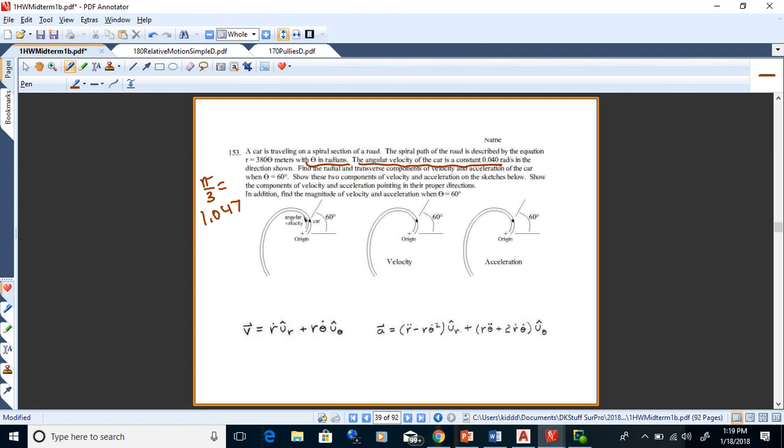Okay. And then we want to find the components of velocity and acceleration. We also want to show them on the sketch, and find their magnitude. So remember to show them on the sketch. I give you a couple extra sketches on that sheet I made up for you. These right here. So go ahead and show those things in their proper orientation on those sketches there, okay? So remember to do that.